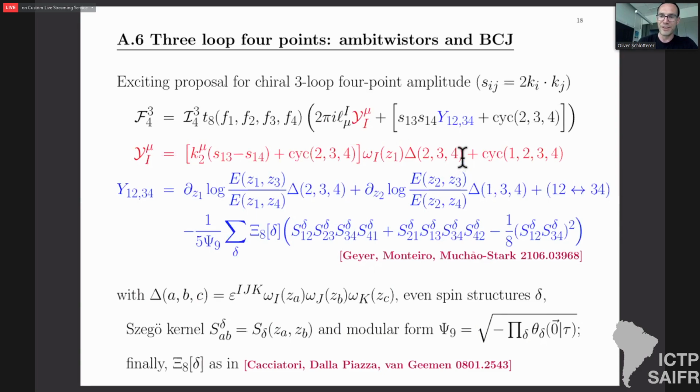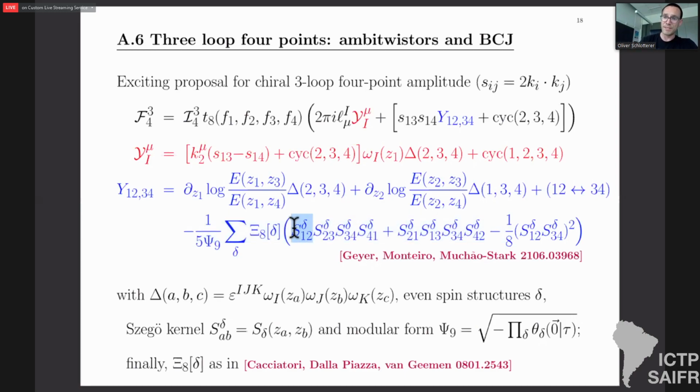So some of the things may remind you of the 2-loop results. So here is a delta similar to the anti-symmetrized differentials at 2 loops. Now it's a 3x3 determinant. And maybe the most subtle corner of the proposal is here, where you have a bunch of Szegő kernels. So these are the fermionic 2-point functions in the RNS. And of course, we ultimately want to sum them over the even spin structures of the worldsheet fermions.